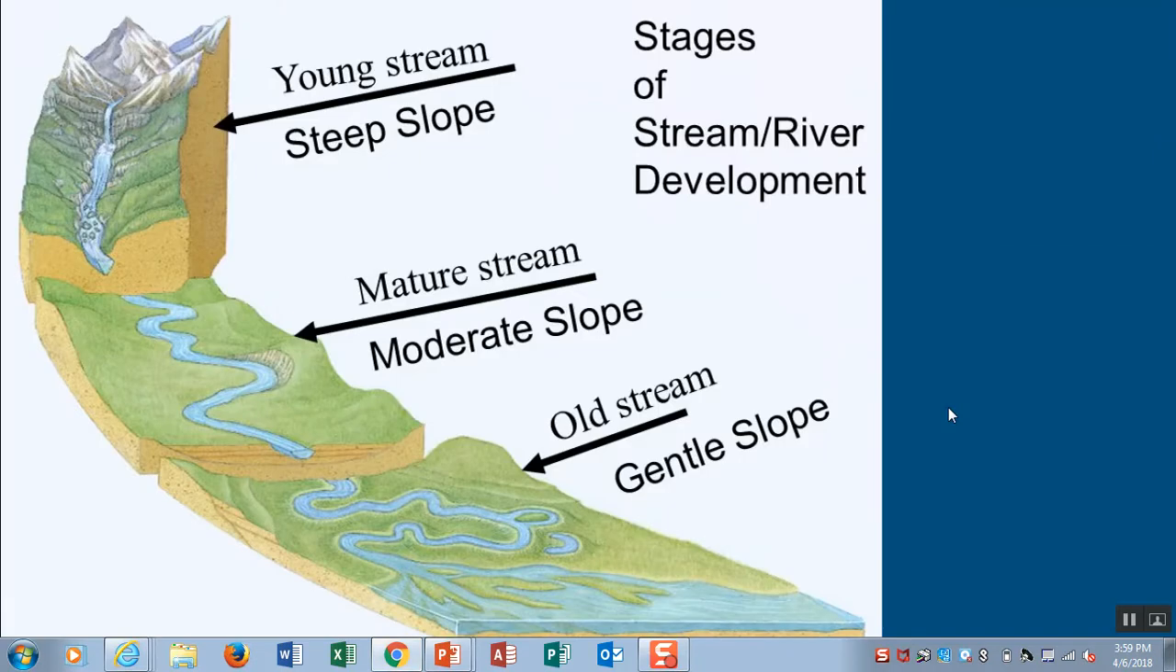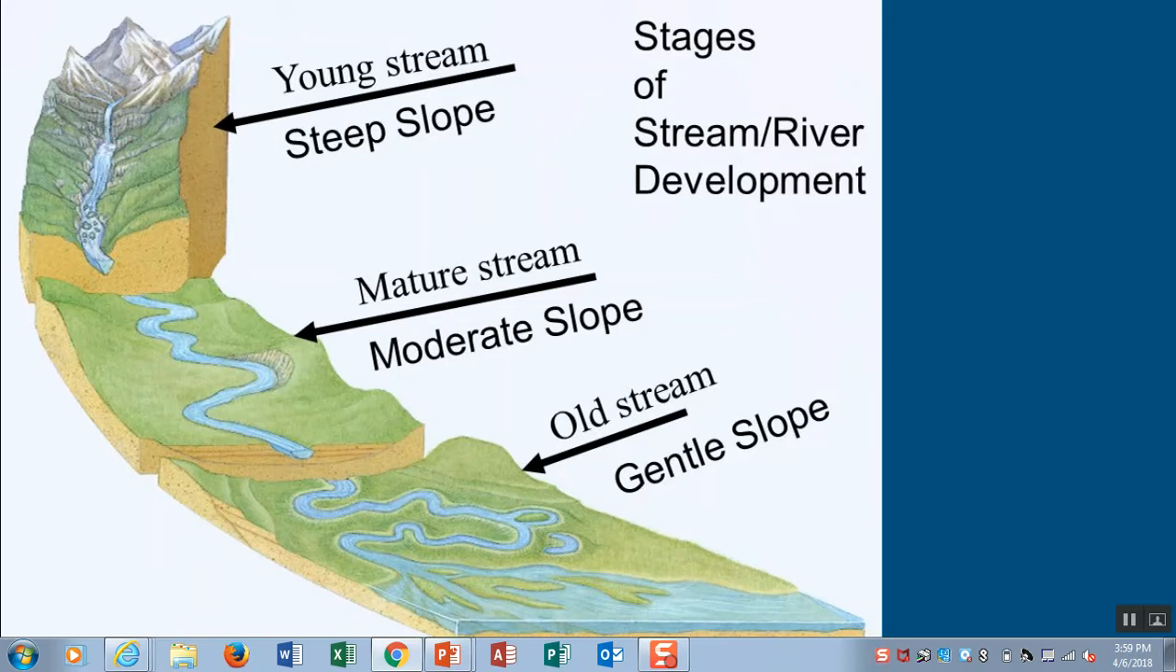Now, we also talked about the stages of river development and how rivers can go from the very top of the mountain where they're very young all the way down to the ocean where they're very old. So let's take a look at the top of the mountain. The top of the mountain is a V-shaped young stream whose main process is down cutting. So it's just cutting down into the rock, but for the most part it's a straight river or stream.